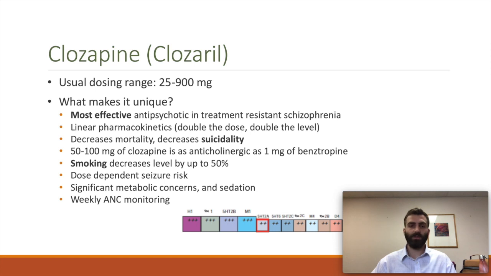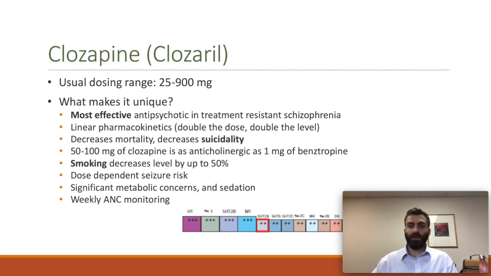Seizure risk with clozapine, there's significant metabolic concerns, so you really monitor that closely. Lifestyle changes, diet, all pay attention to that. And then there is the biggest downside to clozapine, the weekly ANC monitoring, at least to start. So that does decrease down the road, but when someone started on clozapine, they're getting their blood drawn every week for the first 6 months.